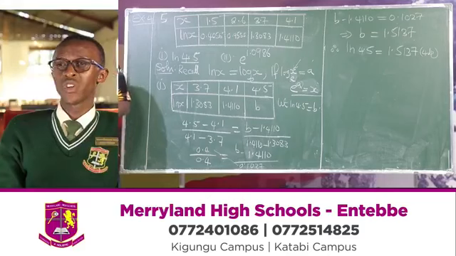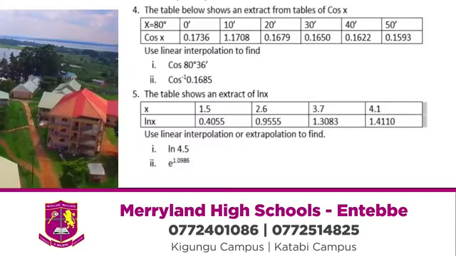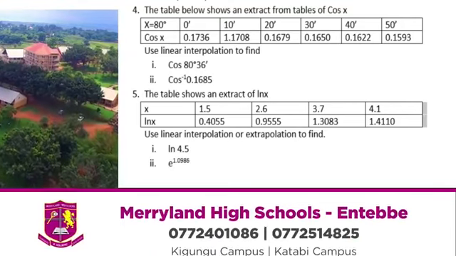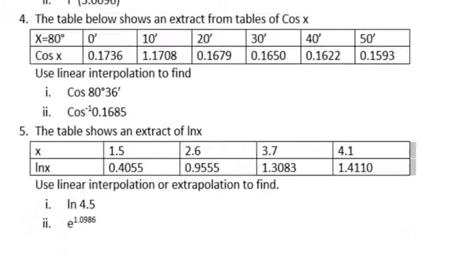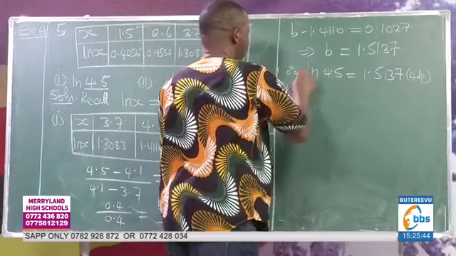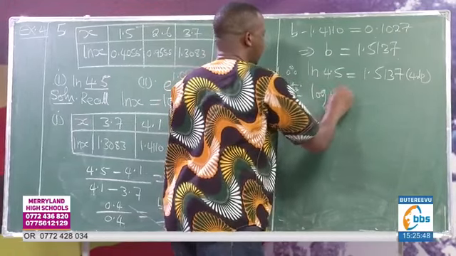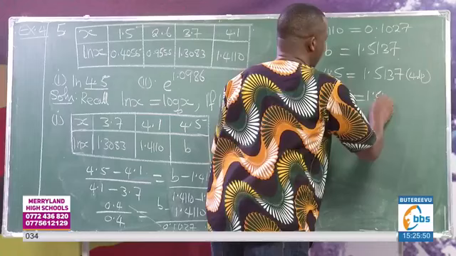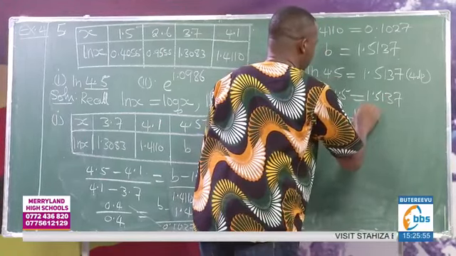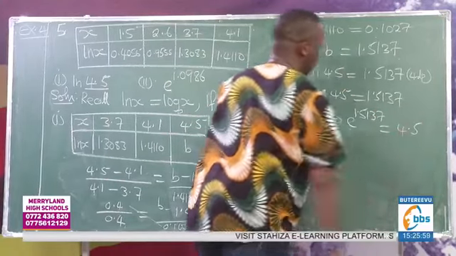For part B of that number, we will repeat the same thing. I have already told you that if I took this case, the log to the base e of 4.5 is equal to 1.5137, implies that e to the 1.5137 is actually equal to 4.5.